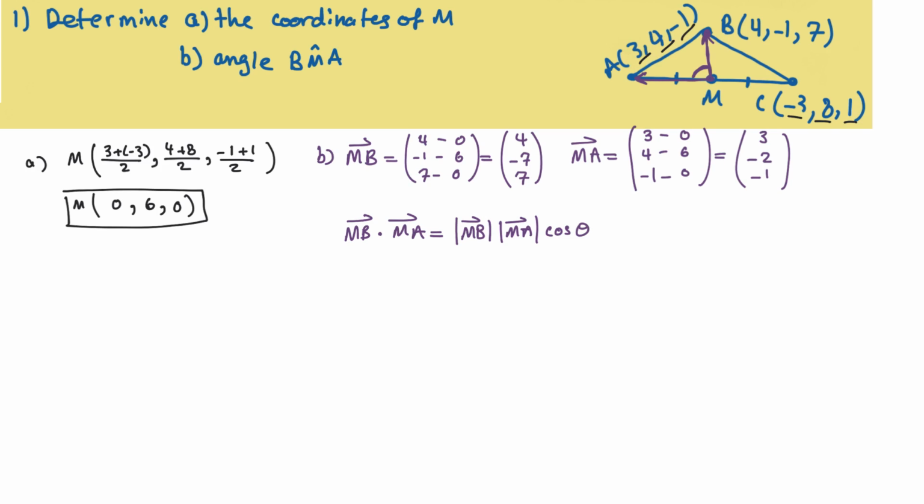So first, for the dot product on the left-hand side, MB, we're going to take the x component. I'm going to just highlight this so you folks can see it.